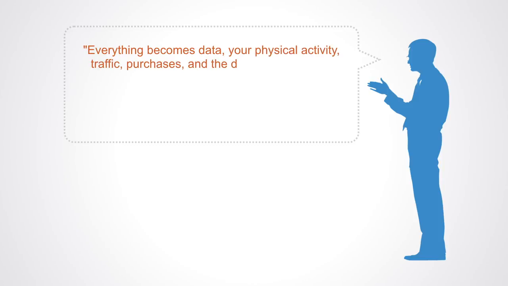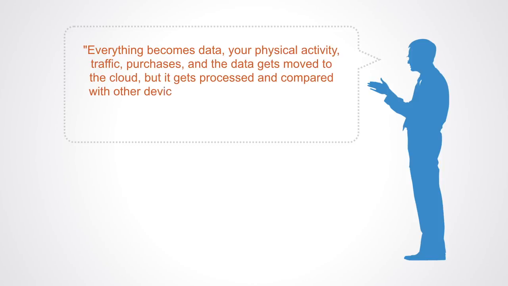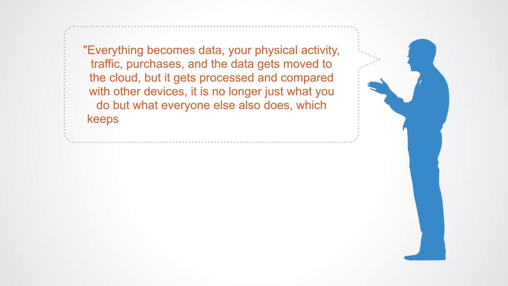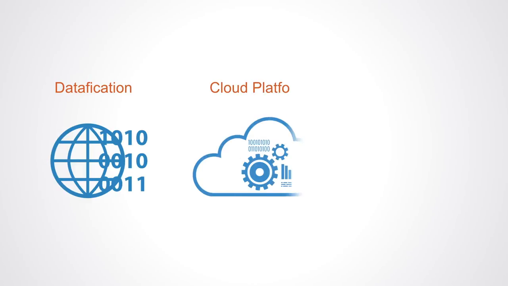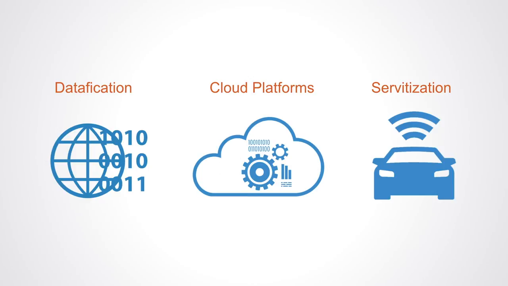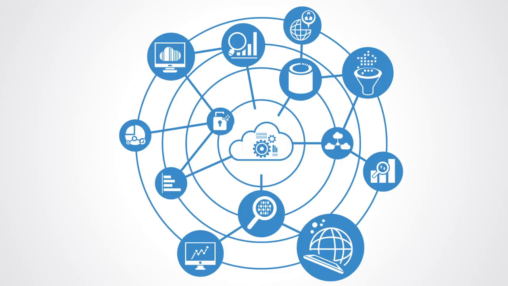Your physical activities, traffic, purchases, and the data gets moved to the cloud, where it gets processed and compared with other devices. It's no longer just what you do, but what everyone else also does, which keeps making the system smarter and smarter. This is the essence of the process we're going through today. Datafication, converting everything into data. Cloud platforms for aggregating and running the machine learning for processing it and iterating on that. Through servicization and dematerialization, organizations become differentiated based on their data and algorithms, as algorithmic systems extend to coordinate more and more spheres of human activity, and we move further into this unknown world of the information age.